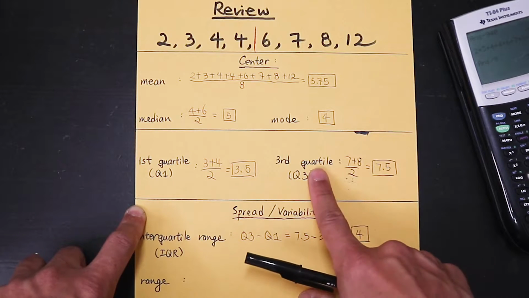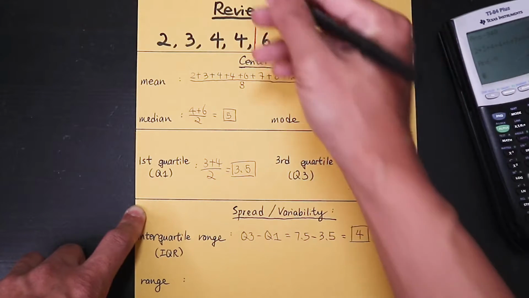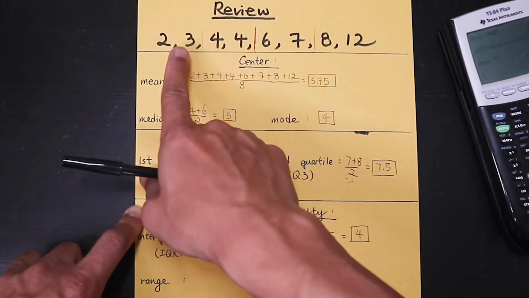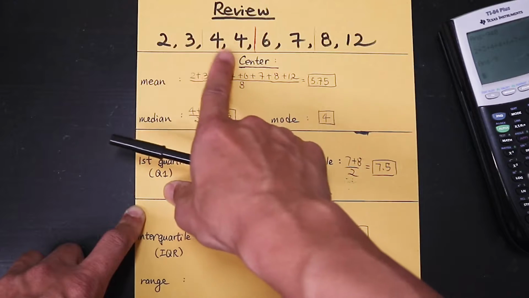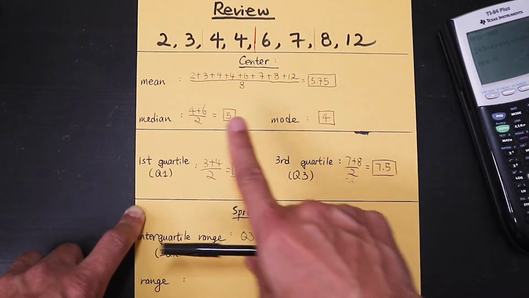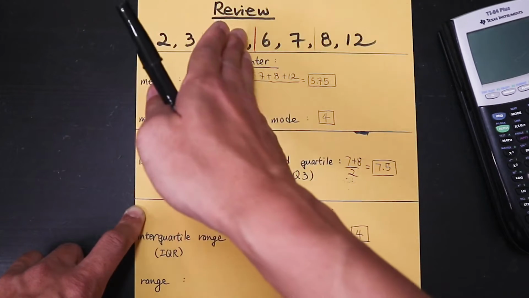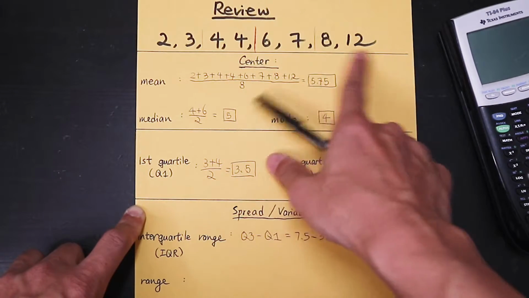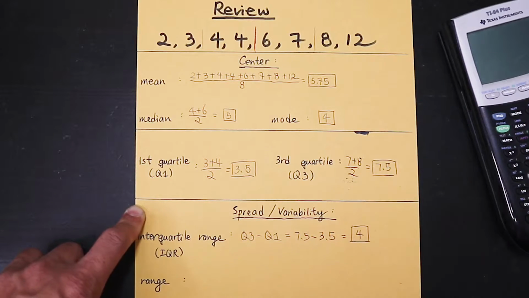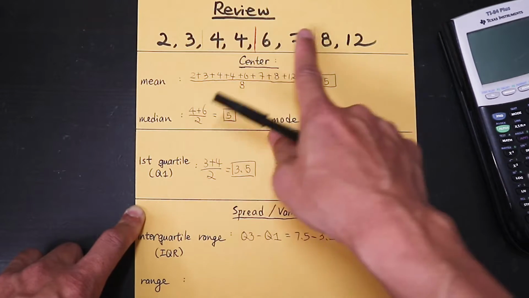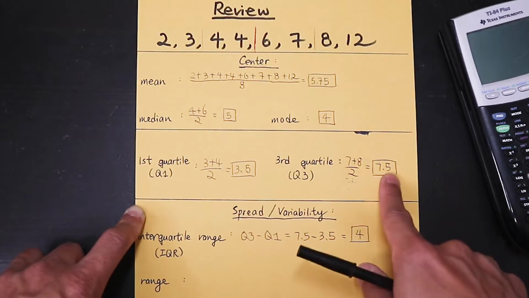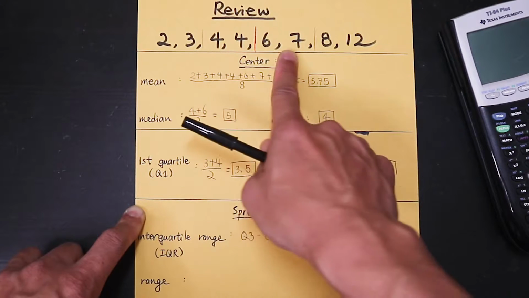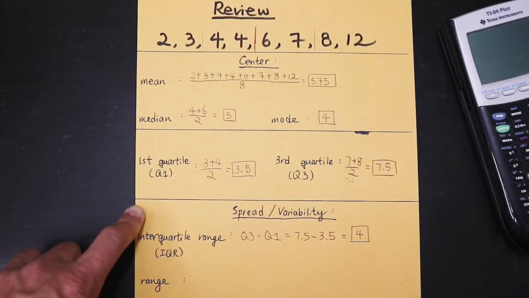Okay, so remember, quartile is 25%. It's like if I were to split it into 4 different parts, right? Well, the first quartile separates the first quarter and second quarter. The median separates the second quarter and third quarter. And then the third quartile separates the third quarter and the fourth quarter. So the interquartile range is the difference between this line and this line, which is 7.5 and 3.5. So the difference is 4. So this 4 represents the range for the middle 50% of the data.